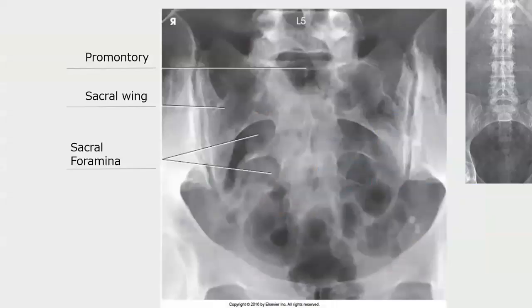So I will get back to that other slide. So this is what we should see on a sacrum. Note how the pubic symphysis is a little bit lower. Note that the foramina are rounder and more open. That means there's less of an angle.